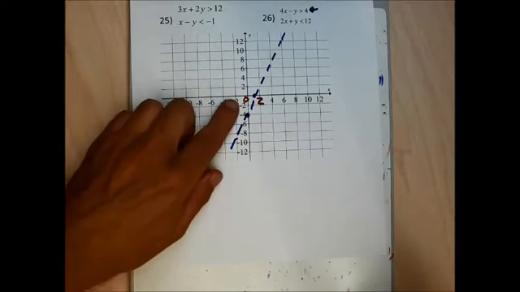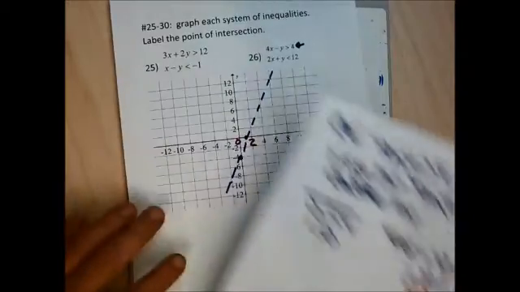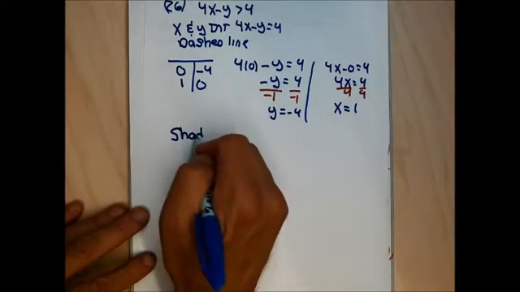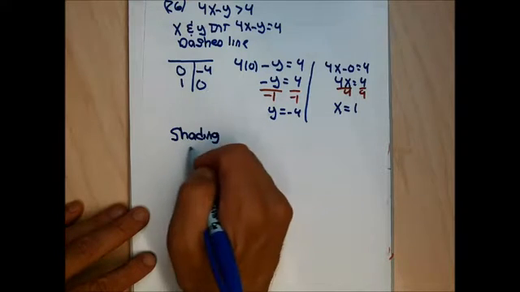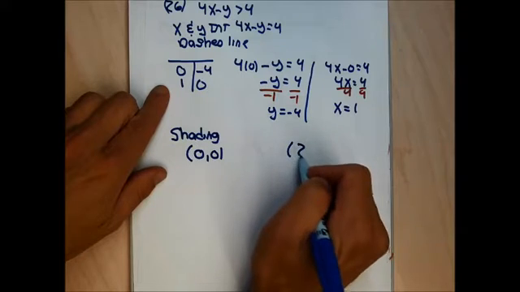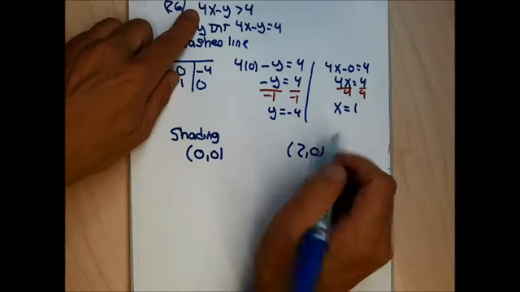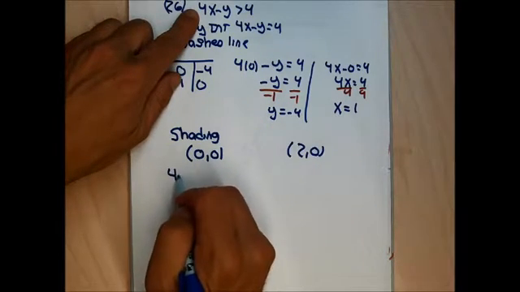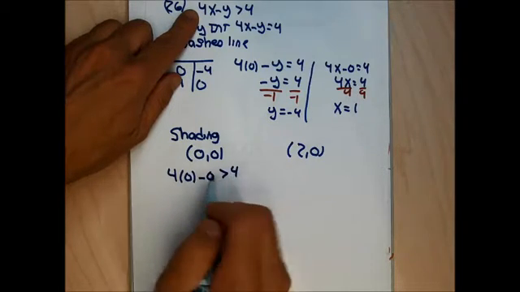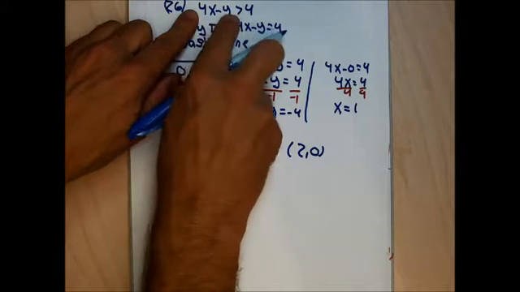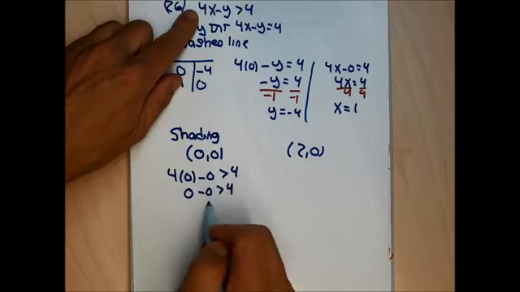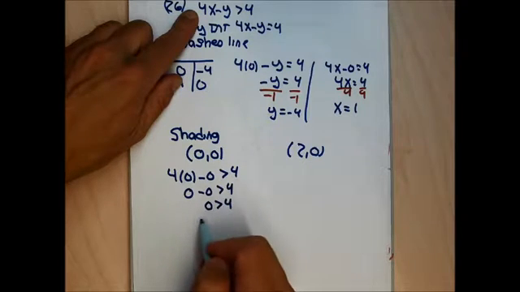Now I need to shade. I'm going to try 0, 0 and 2, 0. So now I'm going to figure out my shading. I'm going to try 0, 0, which is to the left of 1, 0, and 2, 0, right in the original. 4x minus y is greater than 4. For the first one, when I plug 0 in for that x and 0 for that y, I get 0 minus 0 is bigger than 4. 0 is not bigger than 4. That's false.